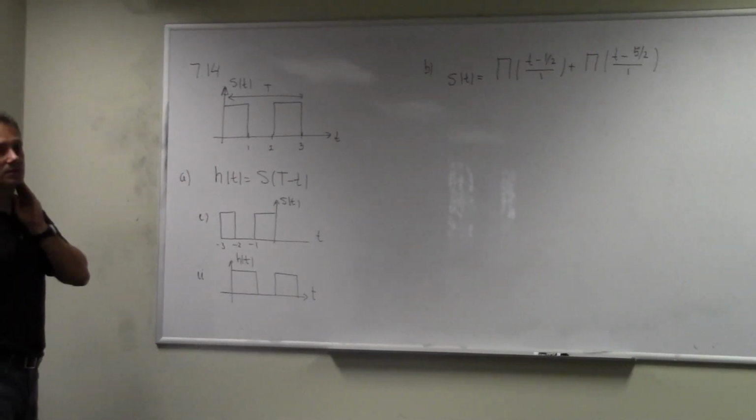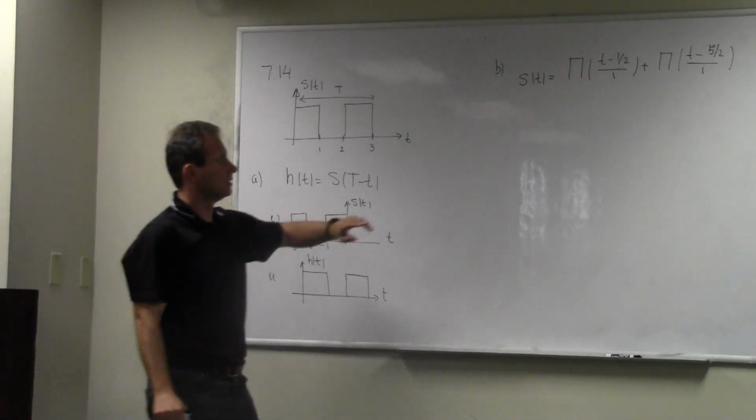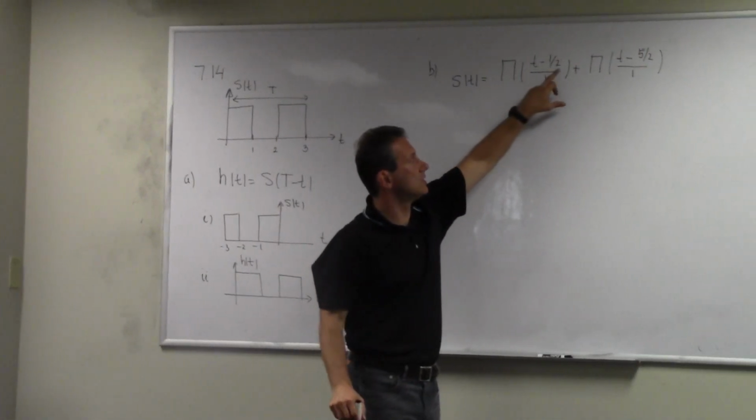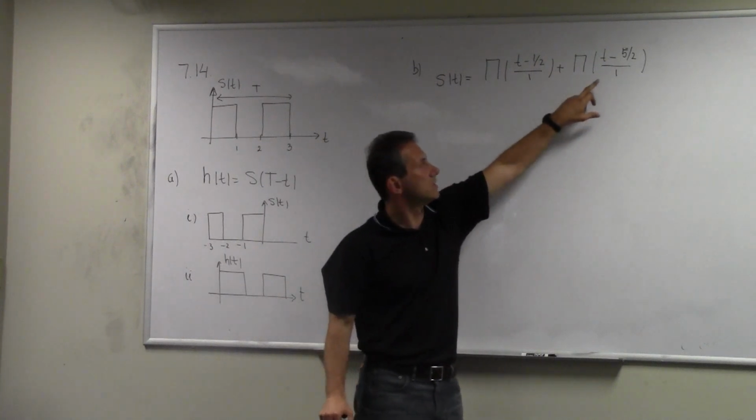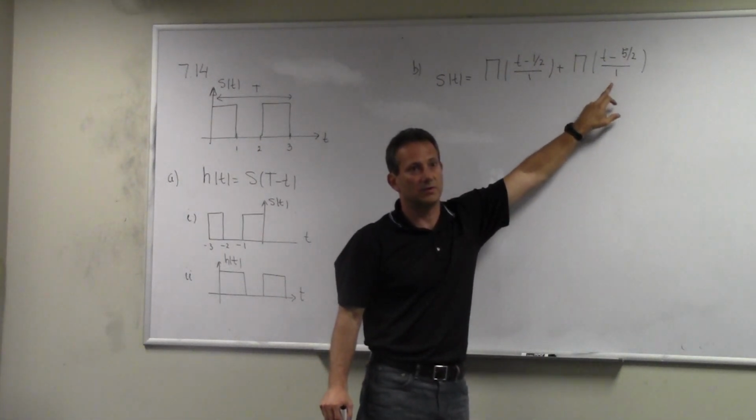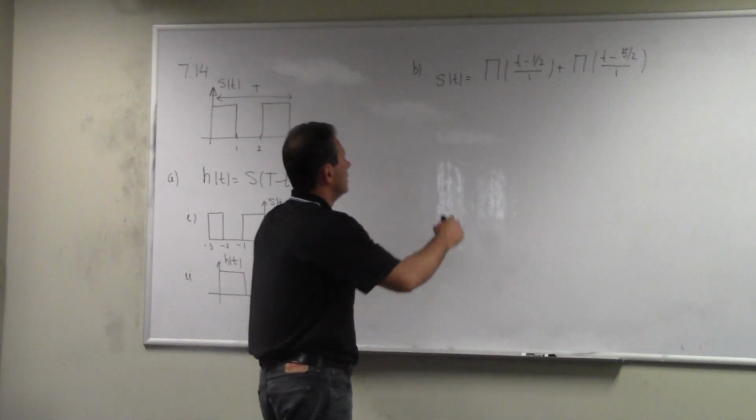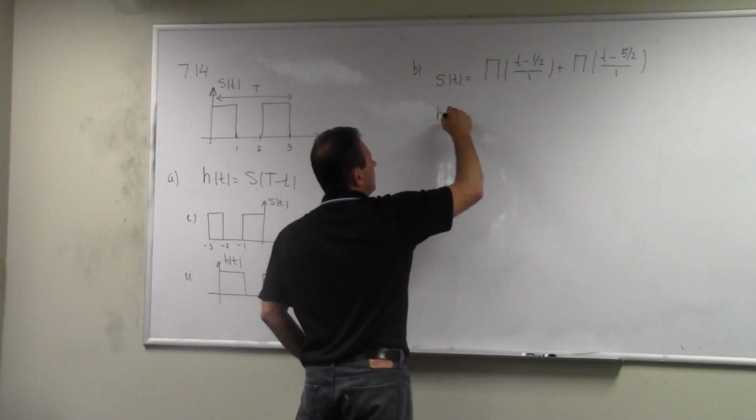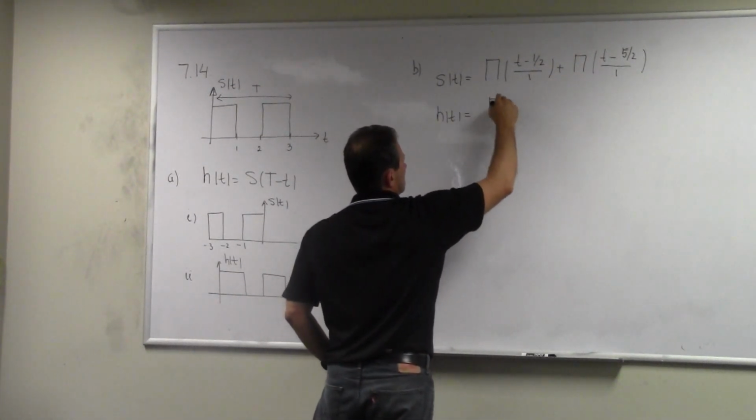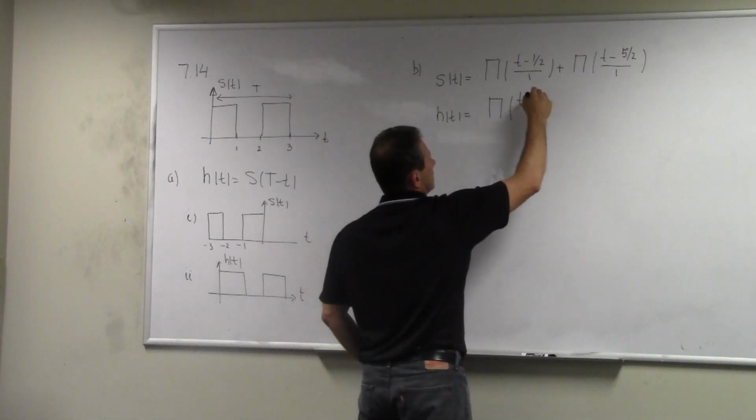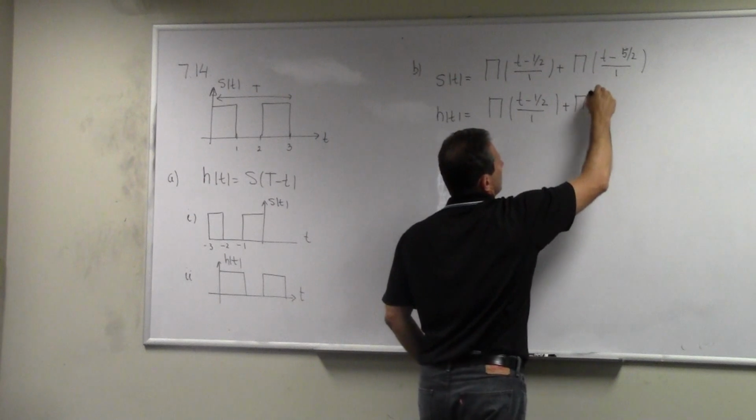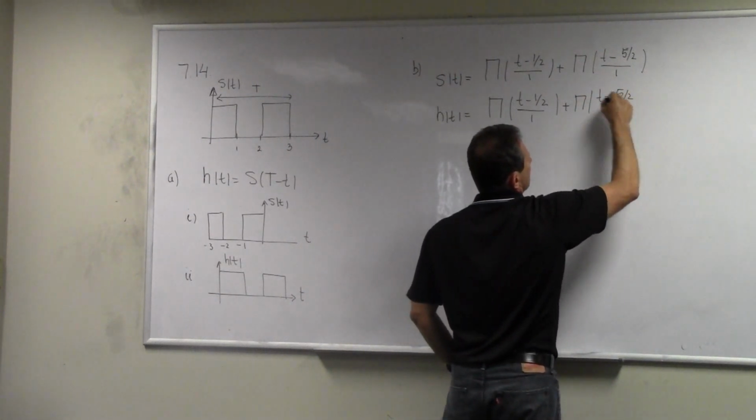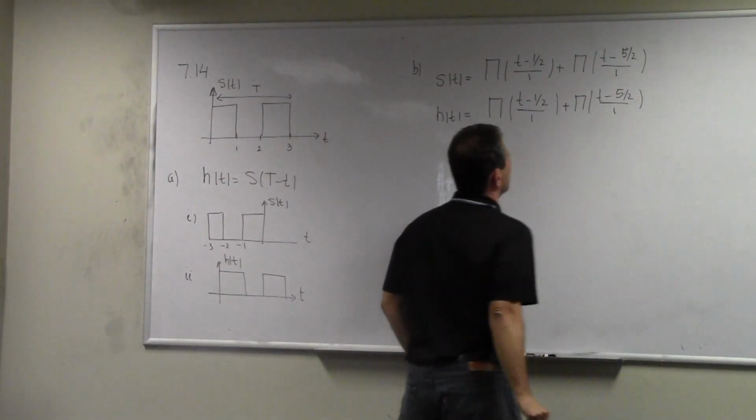This pi signal is the pulse that is delayed at 1/2. So it's centered around 1/2 and the width of the pulse is 1. And this one is centered around 5 halves and the width of the pulse is 1. The h of T is the same thing. So let me write it. So it's pi of T minus 1/2 over 1 plus pi of T minus 5 over 2 divided by 1.